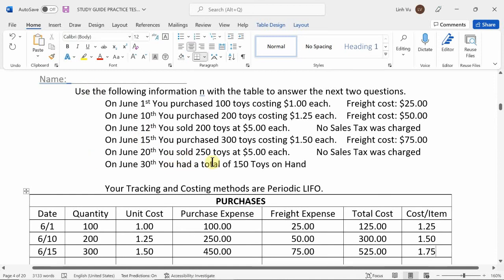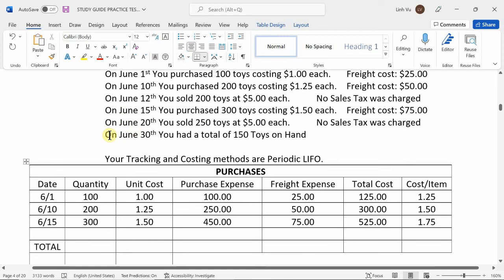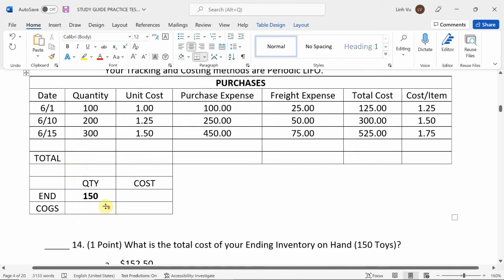So then, what about June 20th? What do I do if I sold 250 units? Nothing. We skip it. On June 30th, you reach the end of your inventory period. In this case, you had a total ending balance of 120 toys on hand. I already filled that in for you.